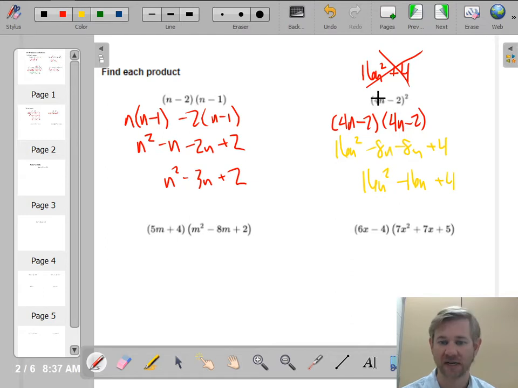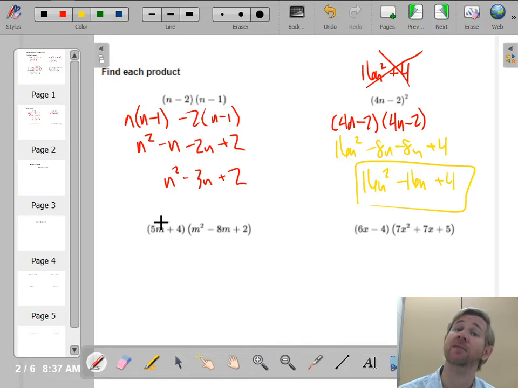If you try and distribute exponents, you will get it wrong 100% of the time, and you will always miss this middle term. So 16n squared minus 16n plus 4. Well, what if it's a binomial times a trinomial? 2 terms times 3 terms. You know that if there's 2 times 3, you're going to have 6 multiplications in this problem.